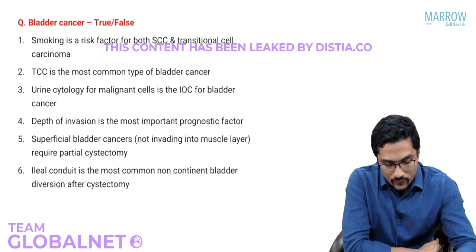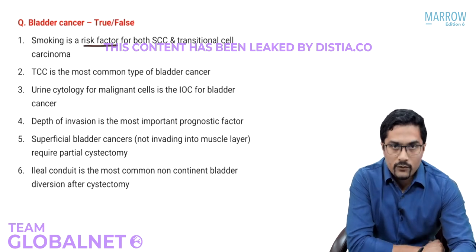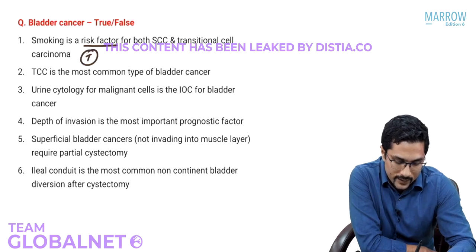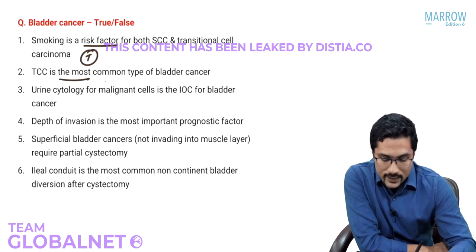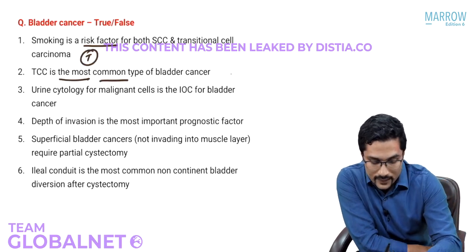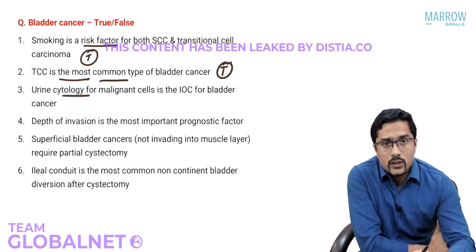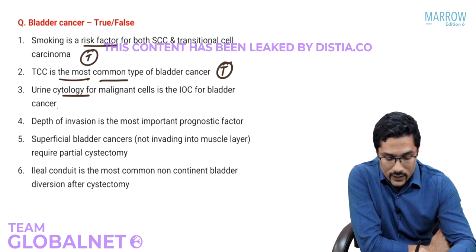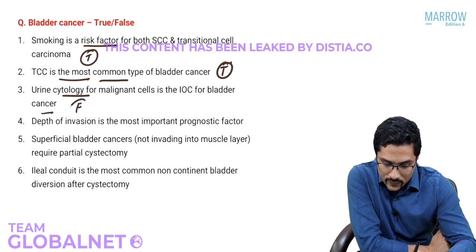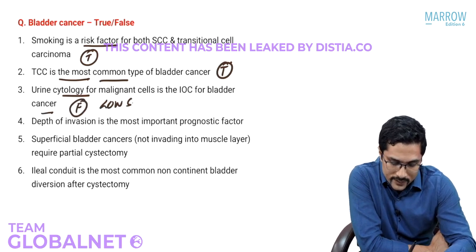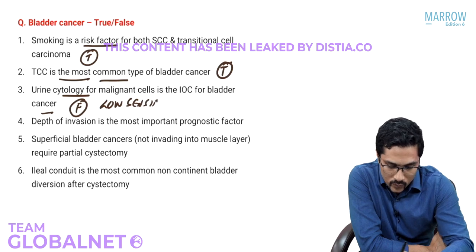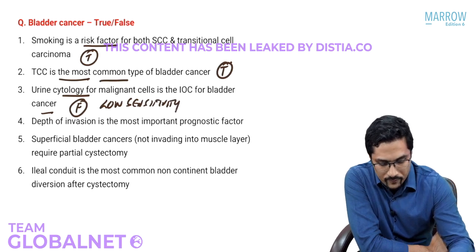Now, before we end this module, just a few questions which you should answer. Bladder cancer, true and false. Smoking is a risk factor for both squamous cell and transitional cell. This is true. TCC is the most common type of bladder cancer. This is also true. Urine cytology for malignant cells is the investigation of choice for bladder cancer. False. It has low sensitivity. We have to do a cystoscopic biopsy.